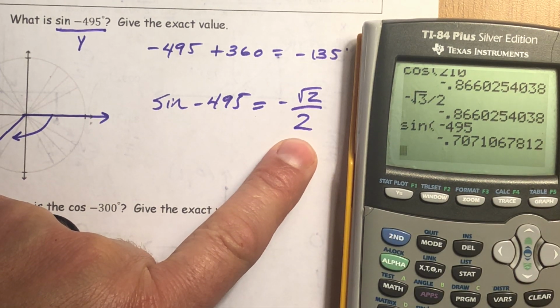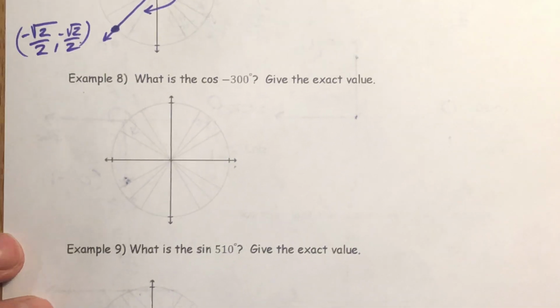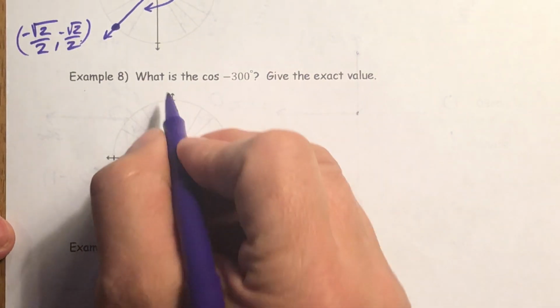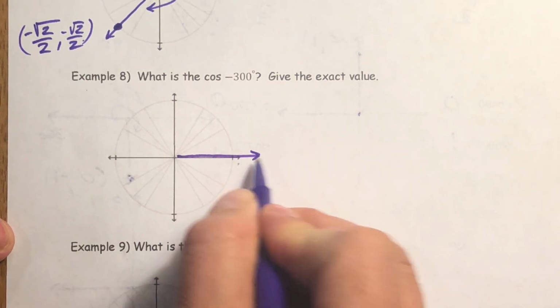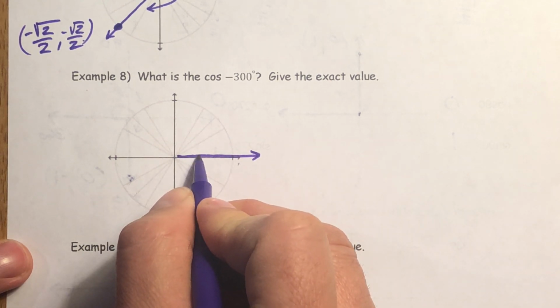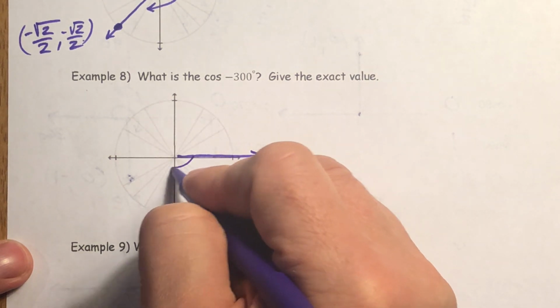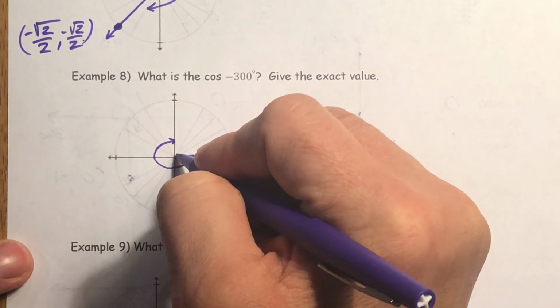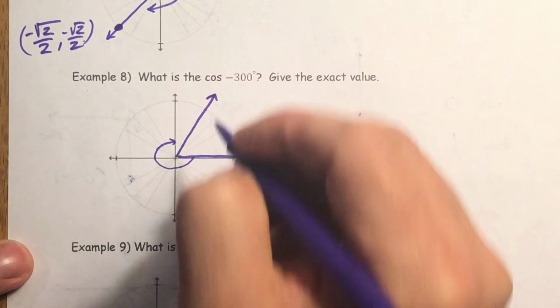All right, awesome. And then we'll just do one more. Look at example number 8. What's the cosine of negative 300? Once again, I'm starting at my initial side. I'm going all the way around to 300. Okay, so that's going to be all the way around. Now I'm going to leave 60 degrees.